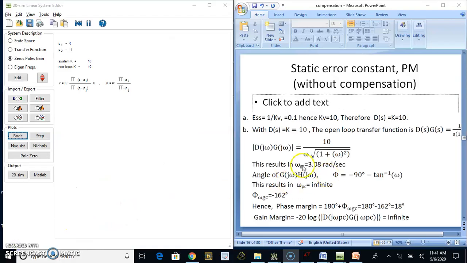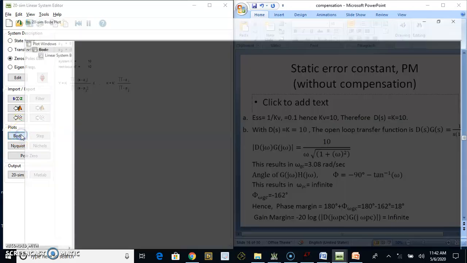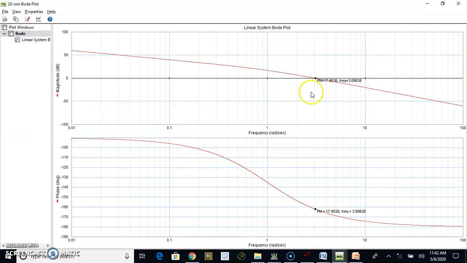Let us do the simulation using 20-sim. I have already edited the poles here. One pole is at the origin, the other pole is at minus 1. The system gain is 10 here. With these specifications, let us see the Bode plot. This is the Bode plot. You can see the phase margin is 17.95 degrees, and the frequency, omega GC, is 3.08 radian per second.